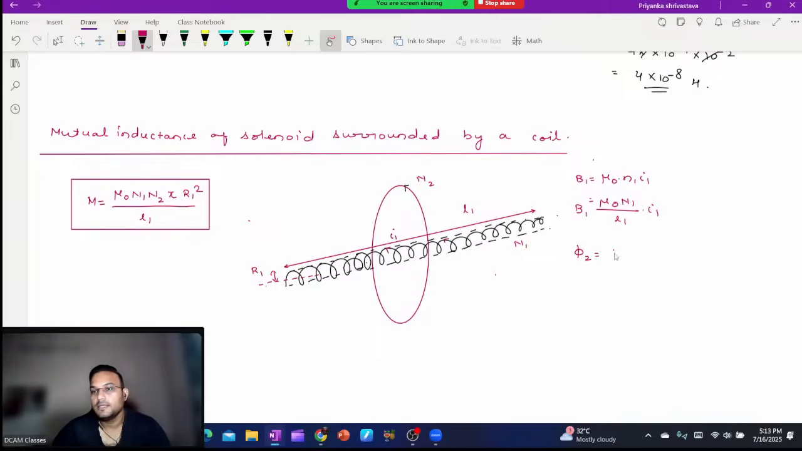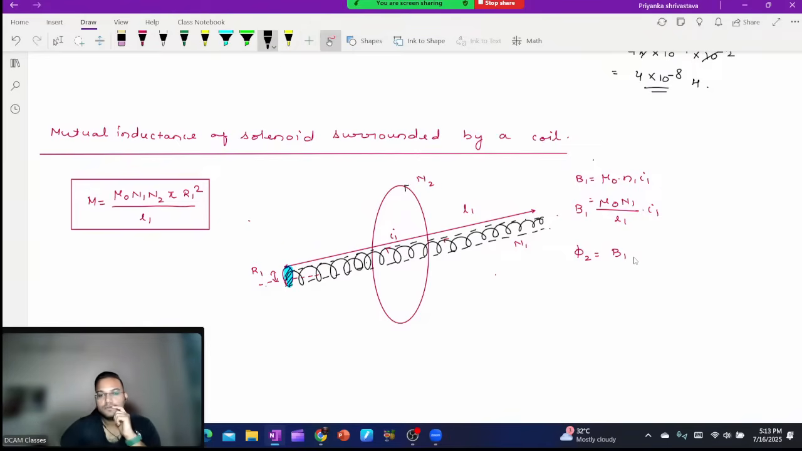Phi 2 will be this B1 into this small area. Why? Because the magnetic field is only present inside the solenoid. It's not present outside the solenoid. So for calculating the flux through the outer coil, only this particular area has the magnetic field passing through it. That's why to calculate the flux, we'll use only this smaller area.